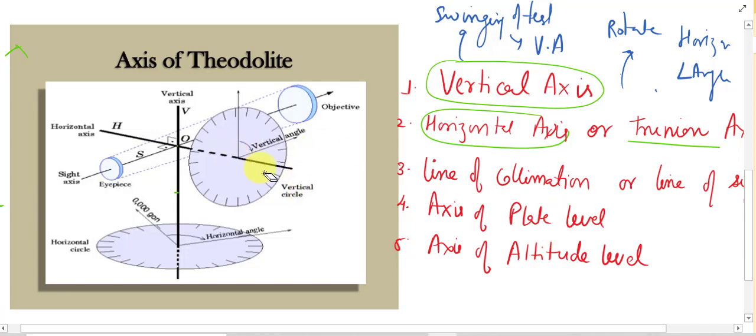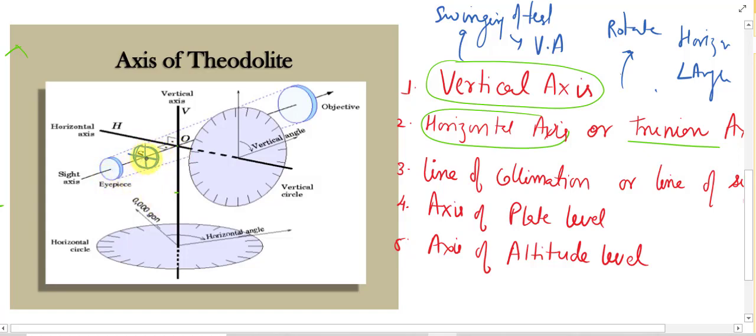So I will tell you what is the meaning. We have a crosshair toward this position. First of all, whenever we are going to sight any object, before that we will focus this crosshair with the help of the eyepiece lens.